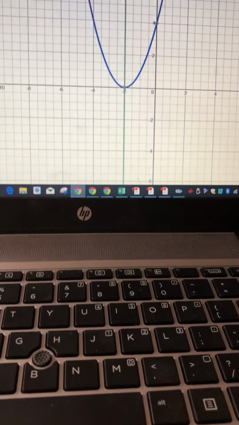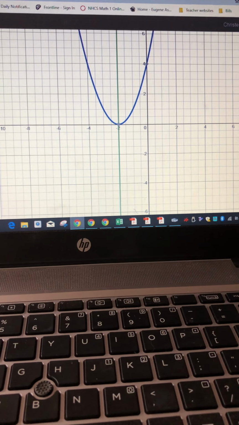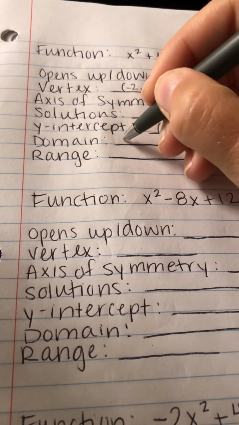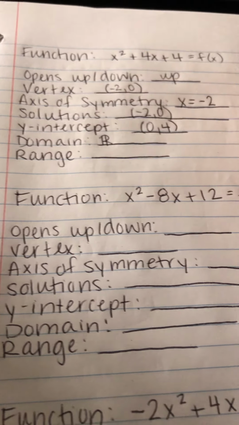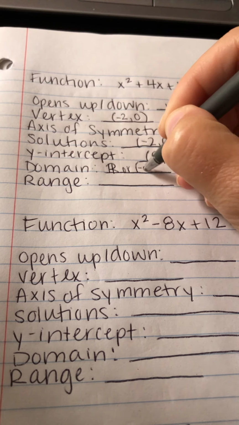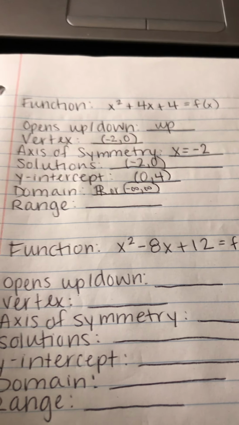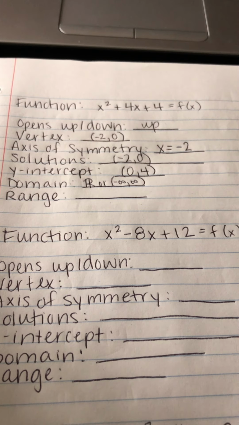So we want to say that our domain is all real numbers, or from -infinity to +infinity. So domain, you can either write this symbol, which means all real numbers, or -infinity, +infinity. It goes on forever and ever in both directions on the x-axis.